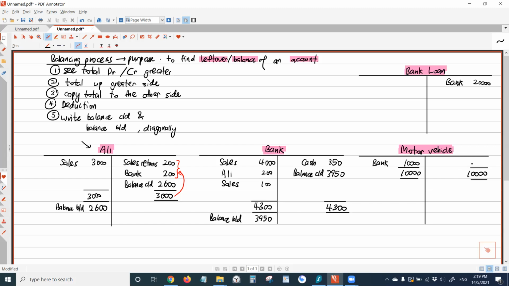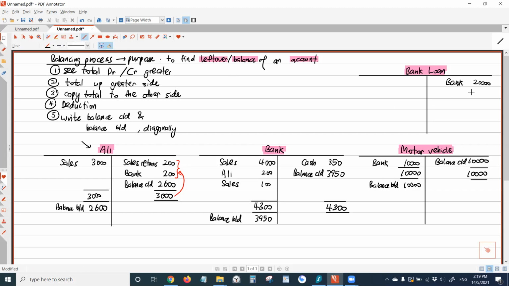Now, is there any number for you to deduct? No, that means you deduct nothing. Deduct nothing, you get back your 10,000. Then go on and write balance CD. Carry it down diagonally, balance BD. Then also carry down this amount, 10,000. That's it. It indicates that you are left with $10,000 worth of motor vehicles.